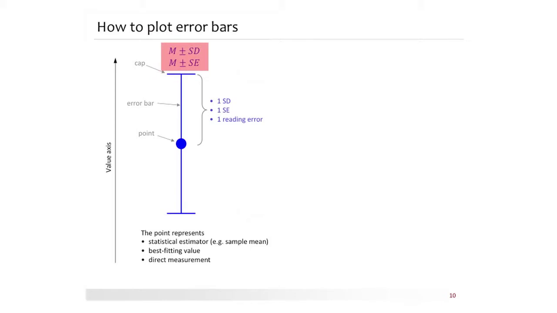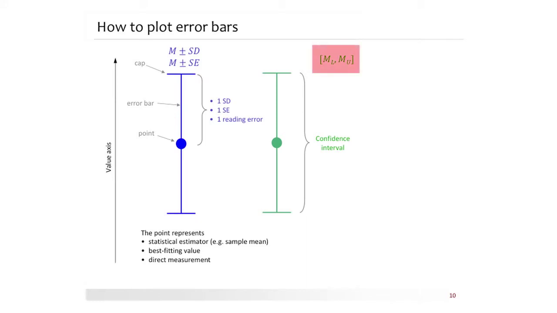And if you write it down, that will be mean plus minus standard deviation or mean plus minus standard error, depending what this is. So actually, if this was standard error, it would be half of this full bar. So the entire bar from this cap would be two standard errors. This is the convention. Or this error could be a confidence interval, which you write down as an interval like this, from m lower to m upper.